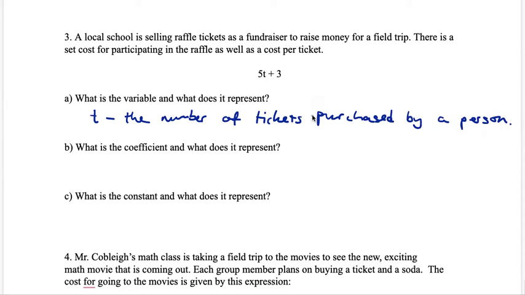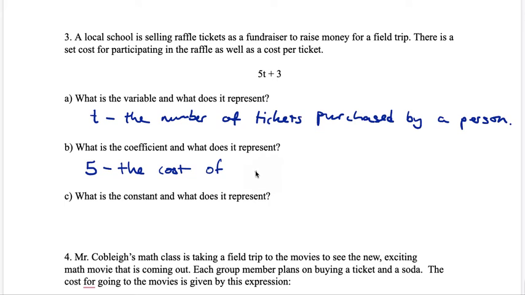Right? And specifically I say purchased by a person because it looks like there is a set cost for participating in the raffle as well as a cost per ticket. So to participate in the raffle, this is your expression that's going to determine your total cost. It looks like it's, I don't know, $5, 5 galleons, 5 nuts, I don't know, 5 units per ticket.